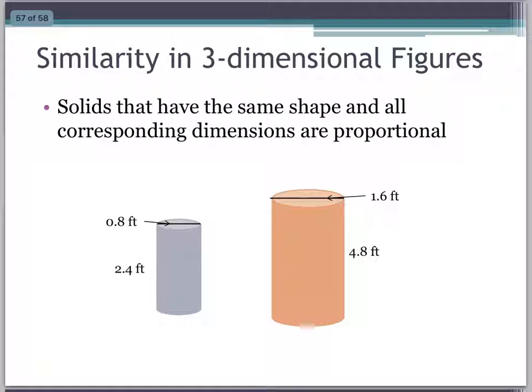Three-dimensional figures can also have similarity. Solids have the same shape and all corresponding dimensions are proportional. So notice here again it's doubling, right? Times 2, 0.8 to 1.6, 2.4 to 4.8. We doubled everything. So we can have three-dimensional figure similarity as well.